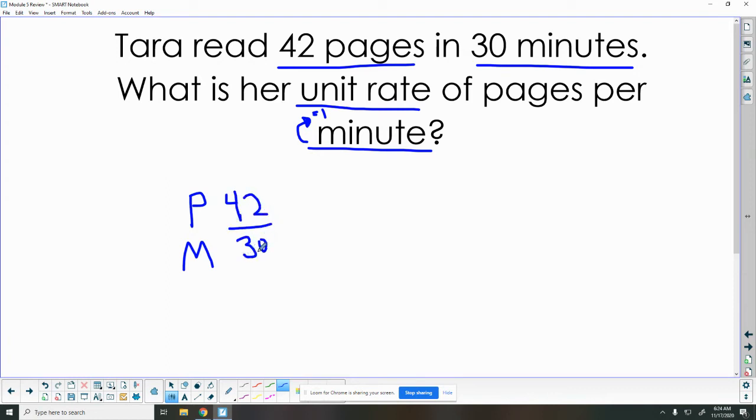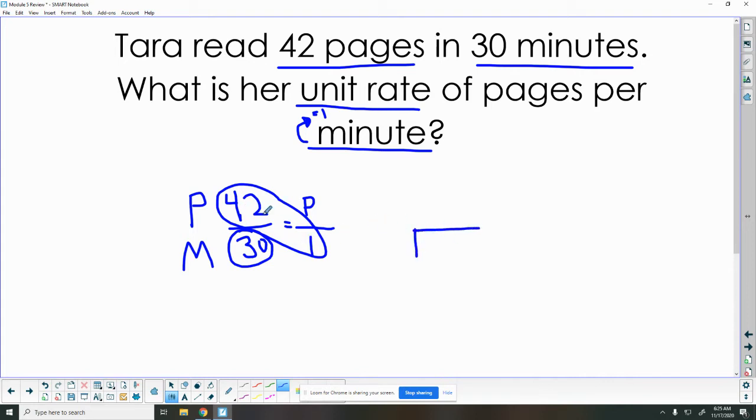So I want you to pause and see if you can set up the other part of the problem. So we want to find 1 minute. So minutes is on the bottom. So I put 1 on the bottom. And I'm looking for the pages. So we're going to crisscross multiply and divide. So let's go ahead and see if you can do that problem there.